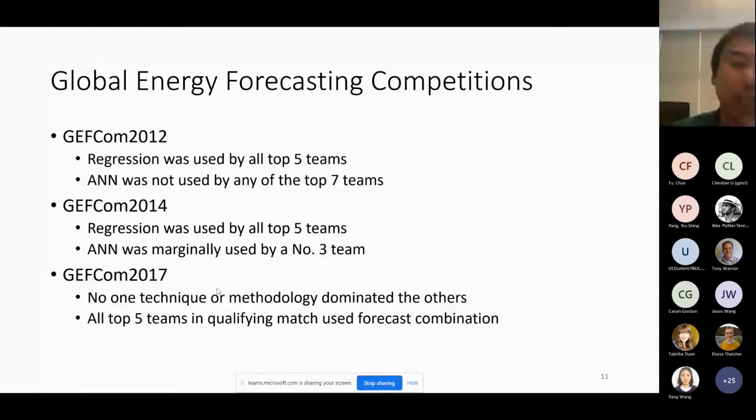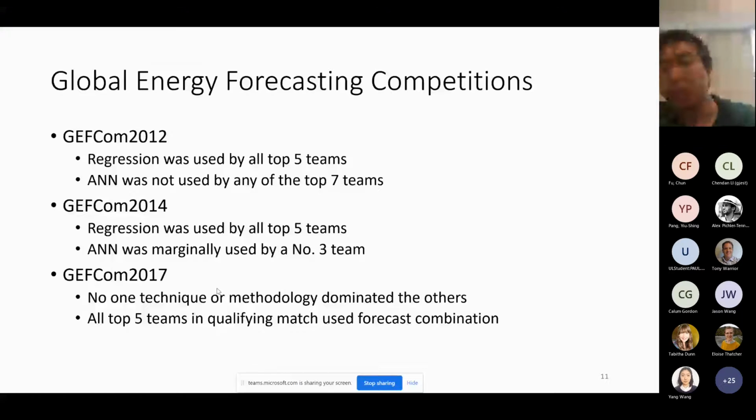There were no dominant techniques, and all top 5 teams in the qualifying match used forecast combination. Forecast combination has been well known as a best practice in forecasting. In short, it's about combining different forecasts. You can generate different forecasts from the same technique, or from different techniques. If you combine them, typically the combination gives you a more robust and more accurate forecast. So that's a best practice in forecasting. We found that all top 5 teams in the 2017 Global Energy Forecasting Competition used forecast combination. These are some of the findings from the Global Energy Forecasting Competitions.